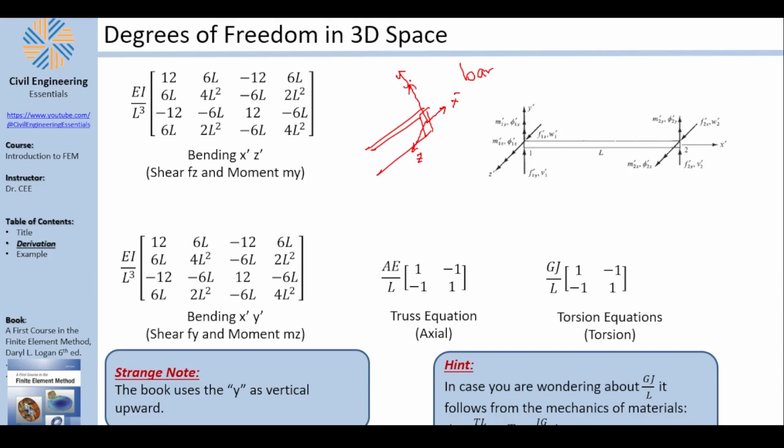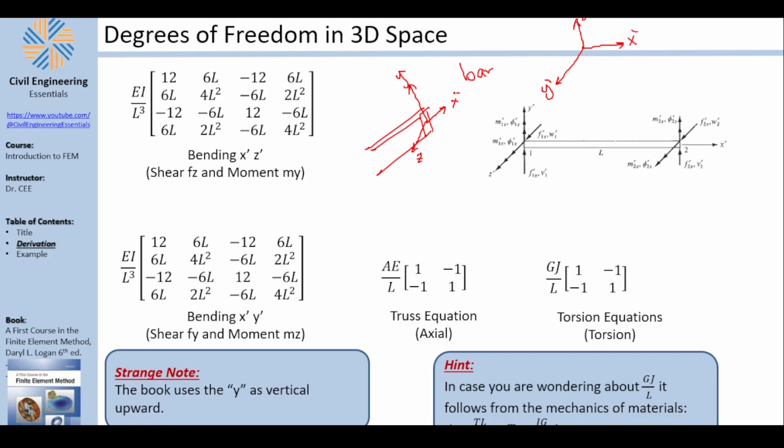Oddly enough, in Daryl L. Logan's book, your z is your in-plane bending moment axis, and your y is your out-of-plane bending moment axis. This is kind of strange, because in programs like Robot, it uses x local for the local x-axis, y local for the in-plane forces bending moment, and the z local for the out-of-plane forces bending moment.